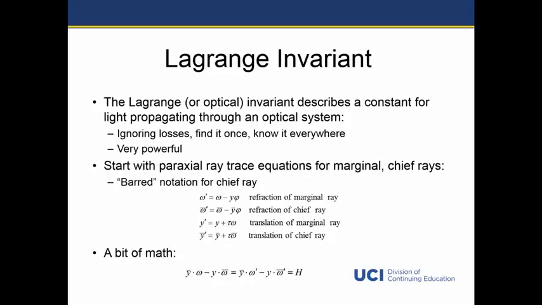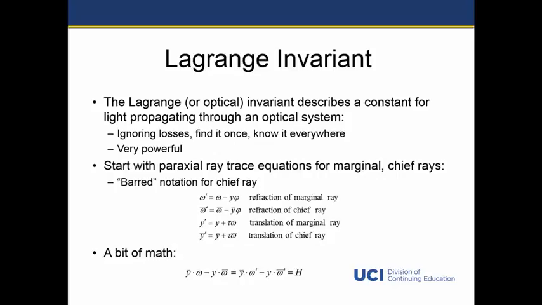Now, where do we go with the Lagrange invariant? How do we calculate it? Let's start with our paraxial ray equations, but specifically for the marginal and the chief rays. And you'll notice I've got omega prime equals omega minus y phi and something similar. Classically, when we put a bar on top of the parameter, we're talking about the chief ray. If we don't have the bar on top, we're talking about the marginal ray. So here are the refraction of the marginal and chief rays, translation of the marginal and chief rays, and we can do a little bit of math, using these equations, set them equal to each other appropriately.